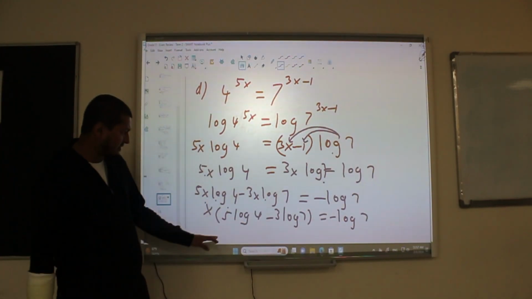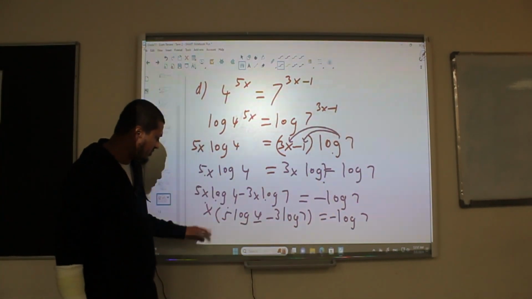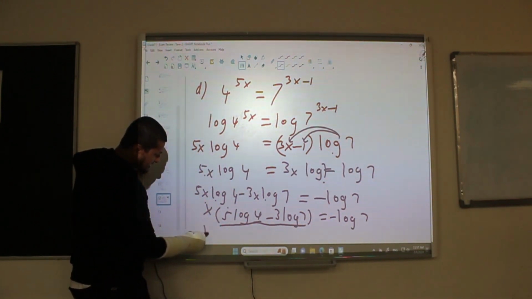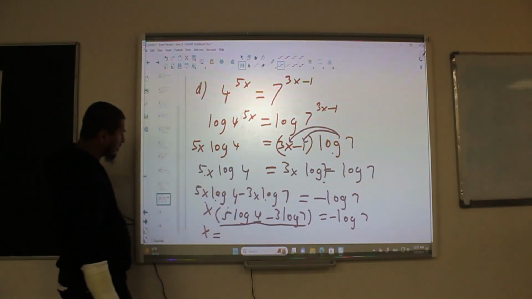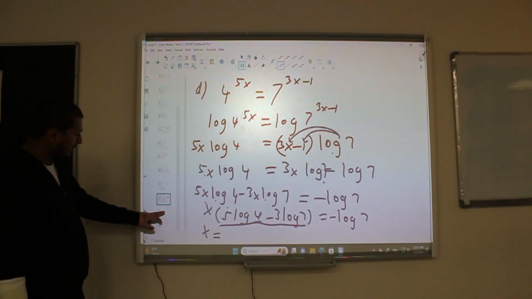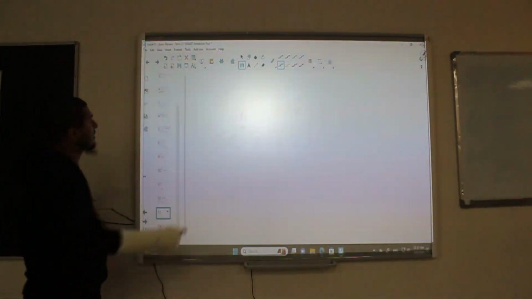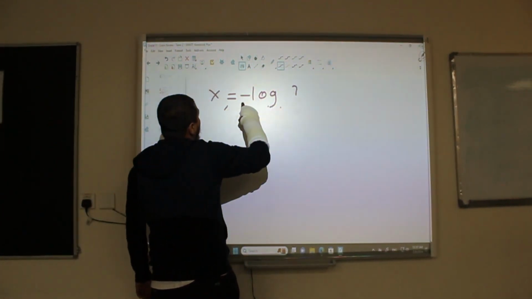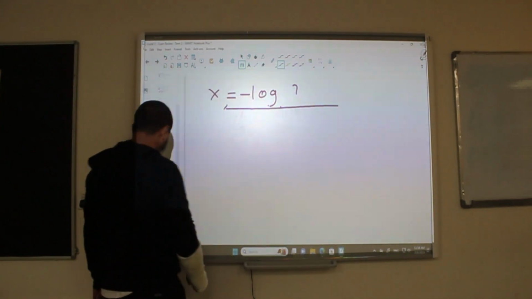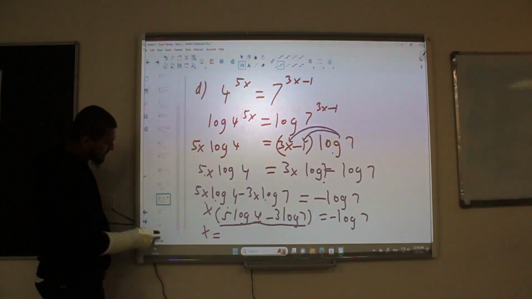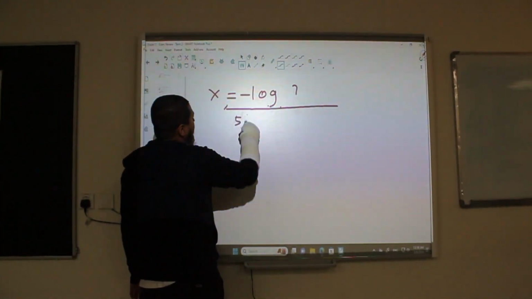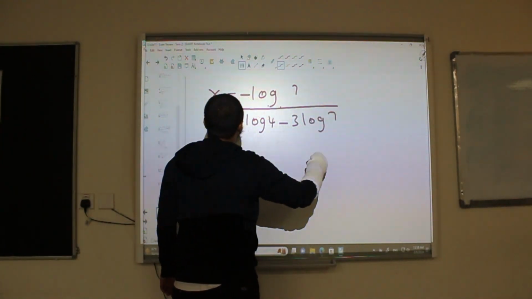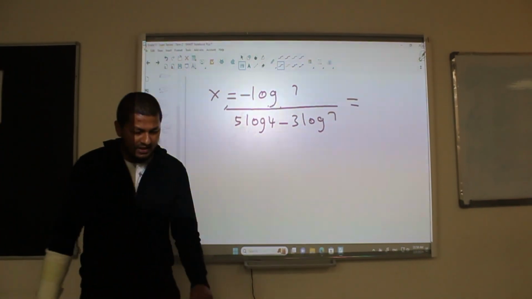Now what we do is divide the negative log 7 by this coefficient. This is the coefficient that we need to divide by. So x equals negative log 7 divided by 5 log 4 minus 3 log 7. And now we can work this out on the calculator to get the answer.